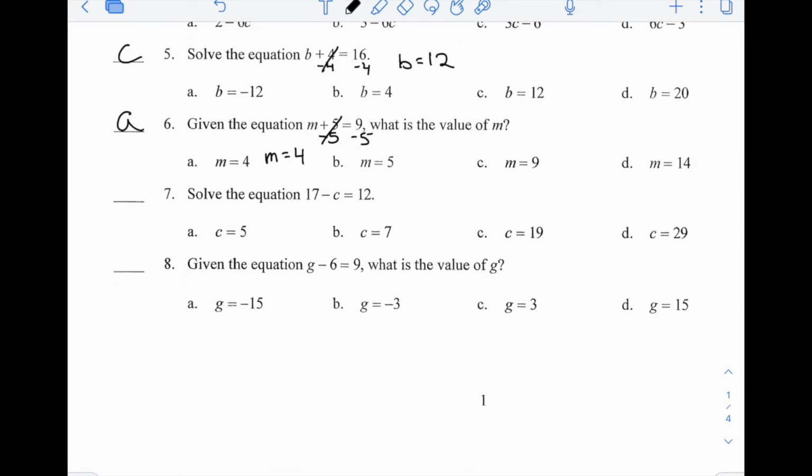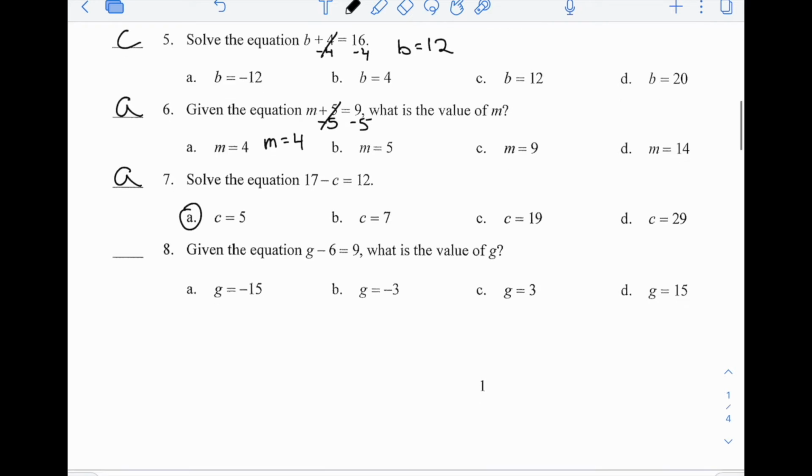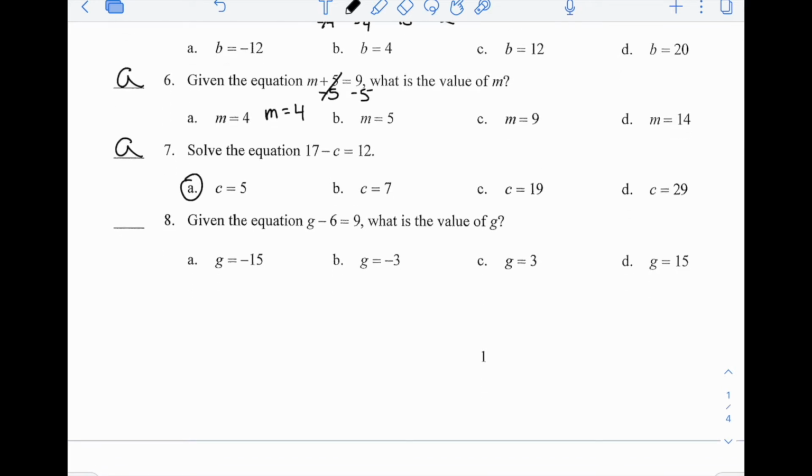17 subtract c equals 12, solve the equation. Okay, so this one we can just do by inspection. 17 subtract something is 12, and that would be A, 5. It isn't 7: 17 subtract 7 is 10. 17 subtract 19 would be negative 2. And 17 subtract 29 would be negative 12.